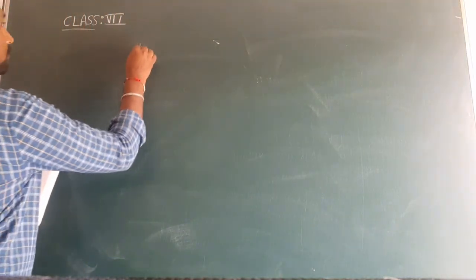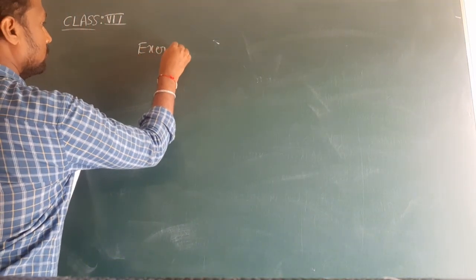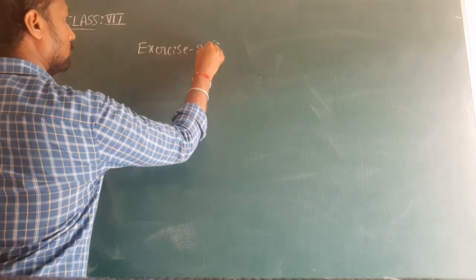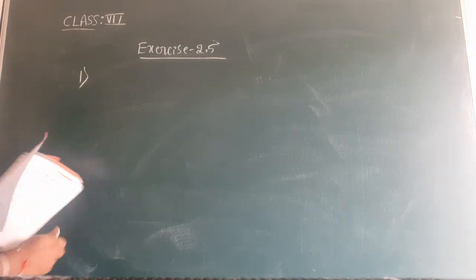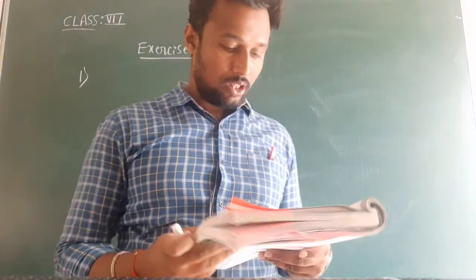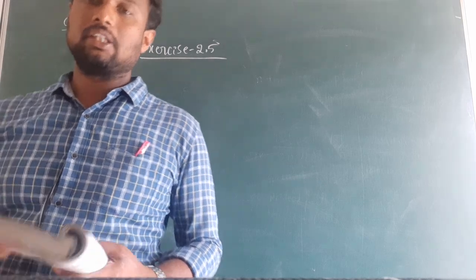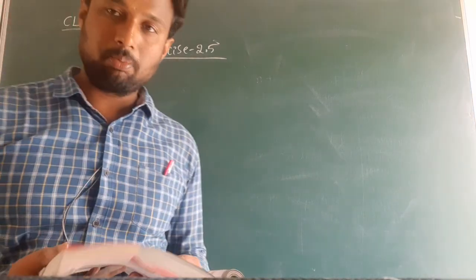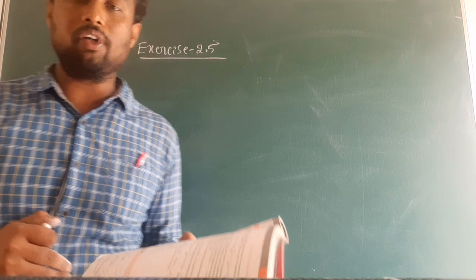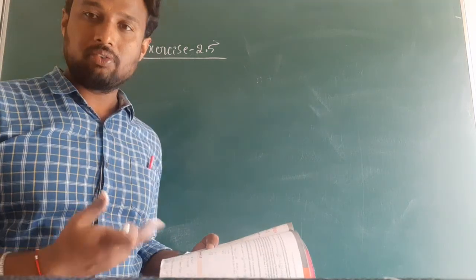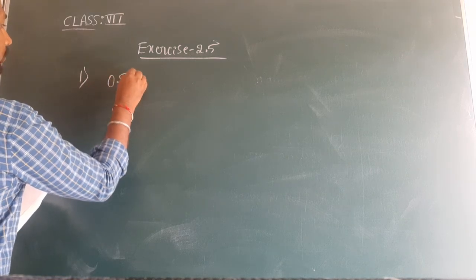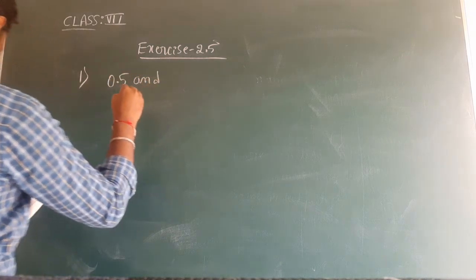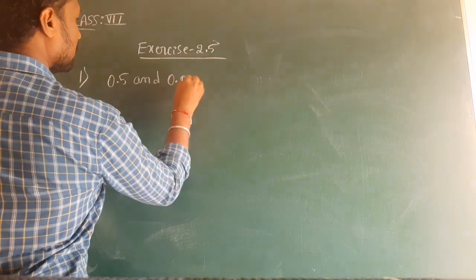So in exercise 2.5, question number 1. In question 1 they have only given which is greater. Just now I discussed how to compare two decimal numbers, and the first question of this exercise 2.5 is which is greater, which means we have to compare two decimal numbers here. So now they have given here 0.5 and 0.05.